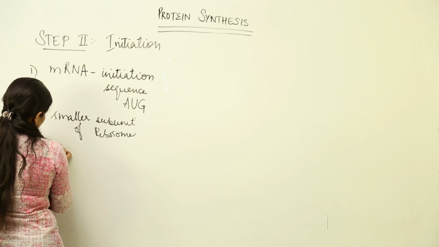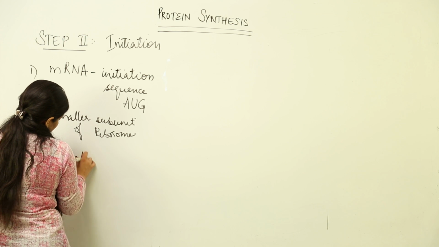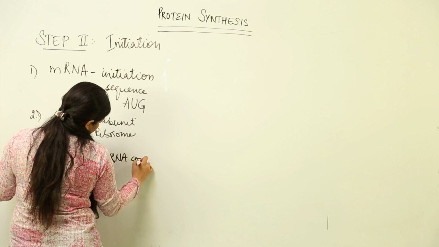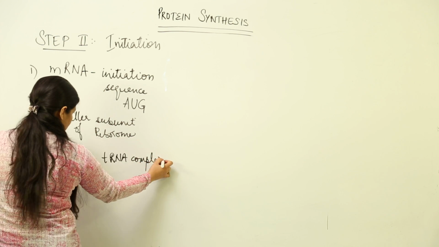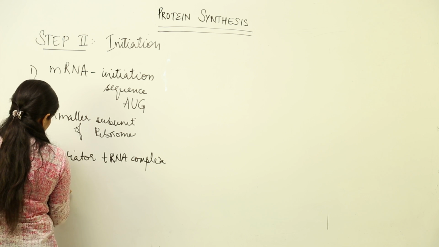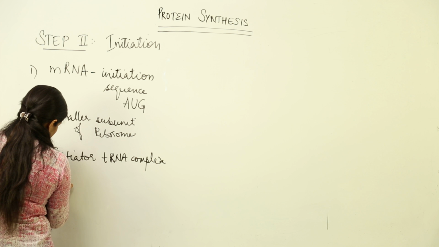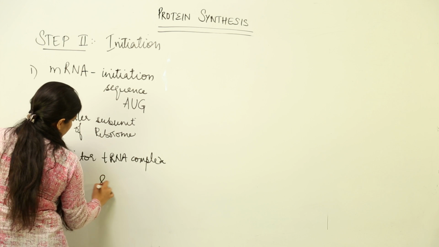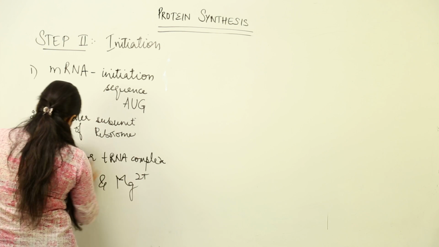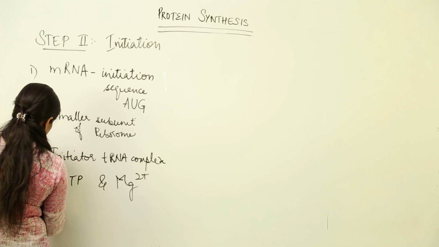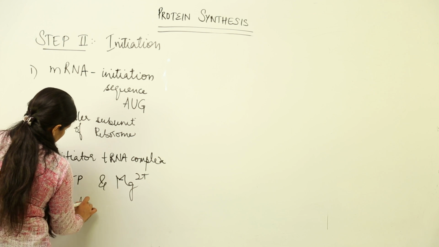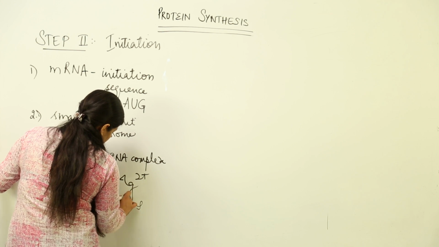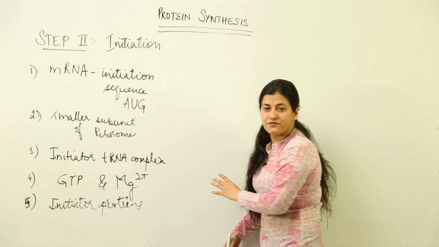Then what do we have? We have certain initiator proteins, but before that we have initiator tRNA complex. Then we have additional products like GTP, and that is guanosine triphosphate and magnesium ions. And apart from this, we have certain initiator proteins. We begin initiation with these 5 things.